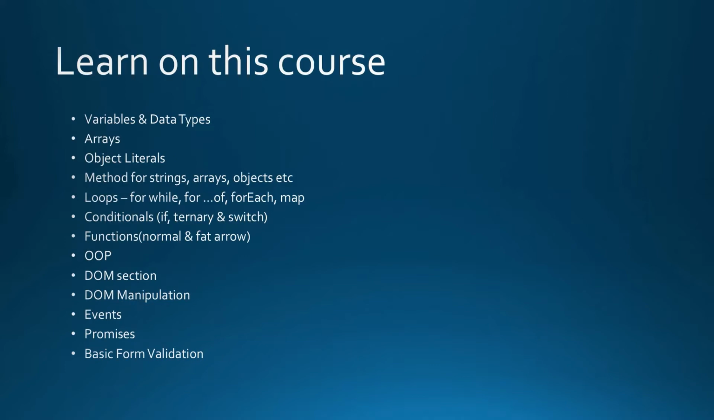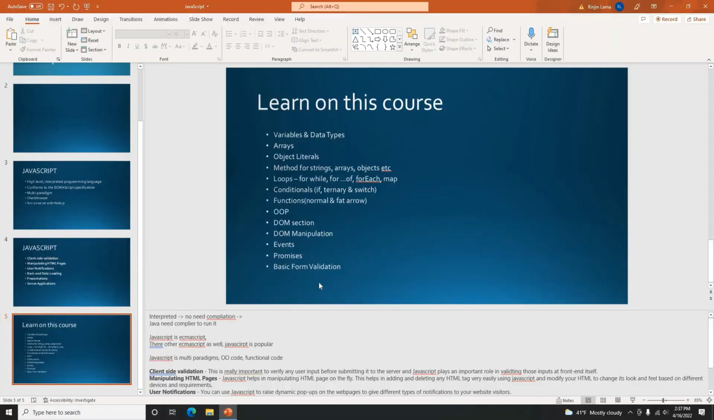In this course, we're going to learn about variables and data types. We're going to talk about arrays and objects, and strings. We're going to go through basic fundamentals: loops, conditions, and functions, and later on we will touch base on OOP. At the end, we're going to go through DOM manipulation, events, and lastly basic form validation. Now let's jump to the code and get started with the crash course.